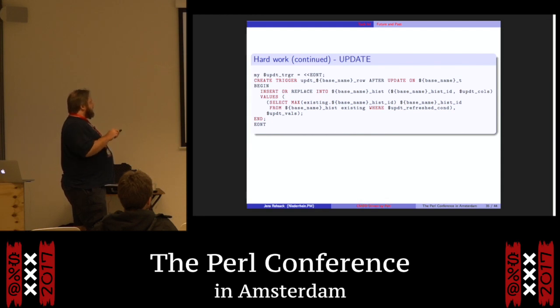And then create the update trigger, insert or replace. If it does not exist, insert. If it exists, replace. And when we find an already inserted row, which is completely identical to the one which exists, it just touches.